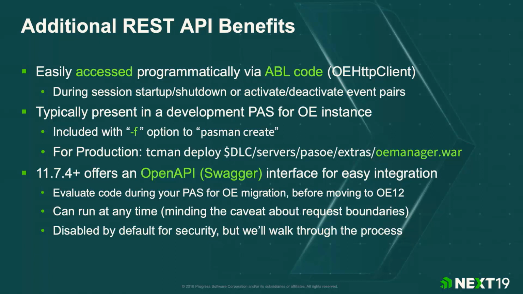Like I said, you can run this at any time. You just have to mind the request boundaries. If you're on a development system, you're probably the only one working on the code. So if you make a request to the server and then you run the API, that's probably going to be just fine. By default, it is disabled for security. So one, this is not typically deployed in production, not without adjusting security. And then the Swagger document itself is disabled, but we're going to walk through that process real quick.